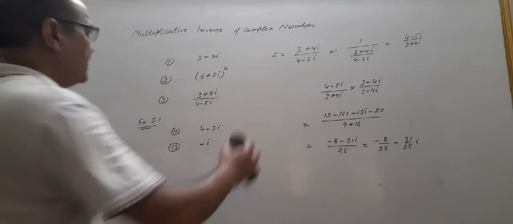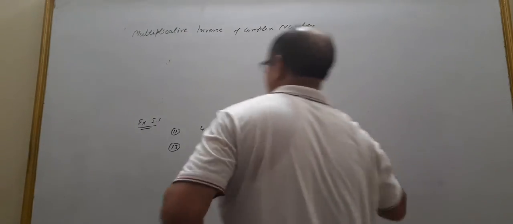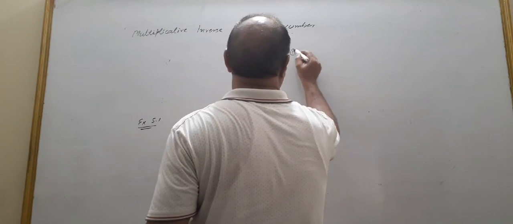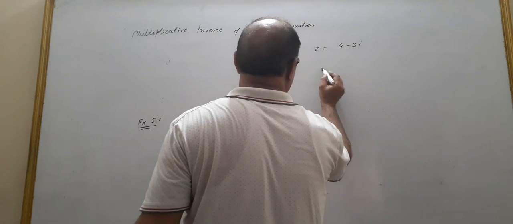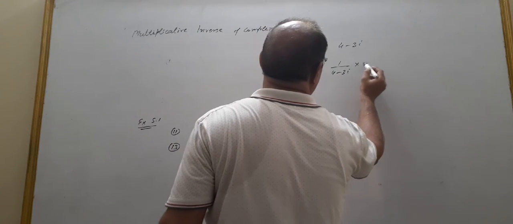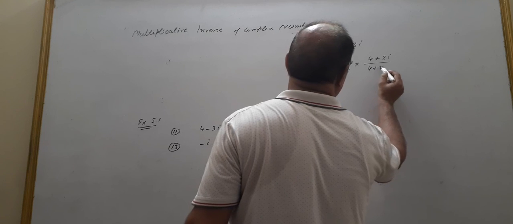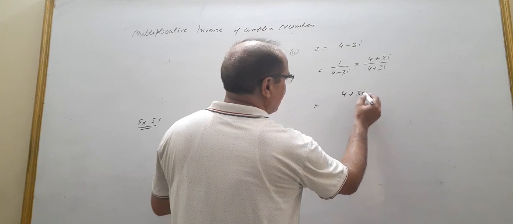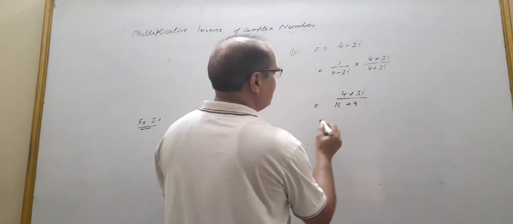Now I will start the remaining questions of exercise 5.1 based upon the multiplicative inverse. In question number 11, z is given as 4 minus 3 iota. The multiplicative inverse of this is 1 upon 4 minus 3 iota. Then rationalizing this, 4 plus 3 iota upon 4 plus 3 iota. Students, this becomes 4 plus 3 iota upon 16 plus 9. A plus b, you know.